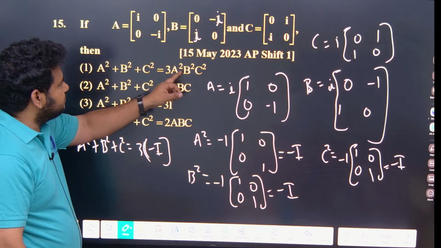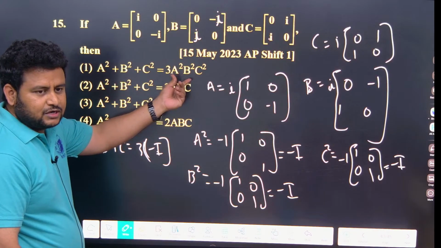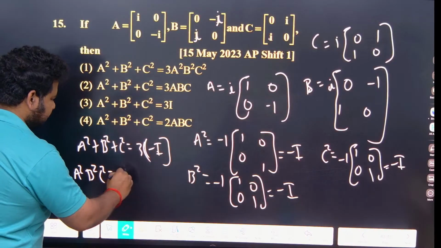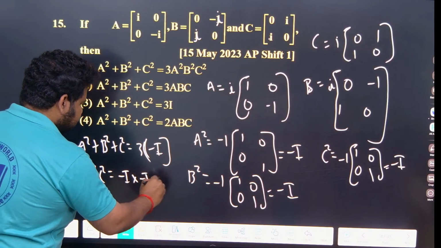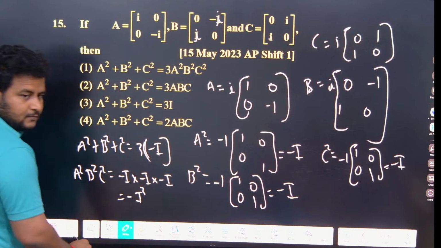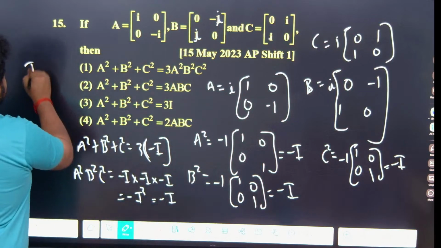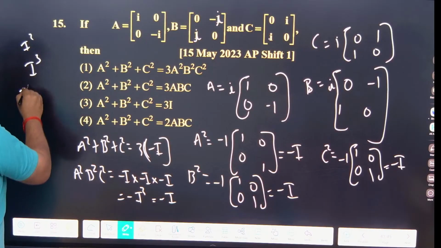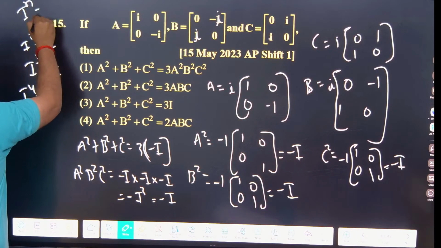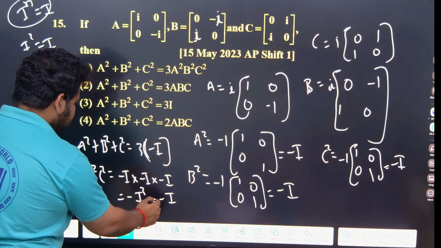Now let us multiply A square, B square and C square. What will we get? A square into B square into C square. A square is minus I, B square is minus I, C square is minus I. We will get minus I power 3. I power 3 is nothing but equal to I only. I power 3, I power 2, I power 4, they are nothing but equal to I. Make a note: I power n is always equal to I itself. So this will be equal to minus I.